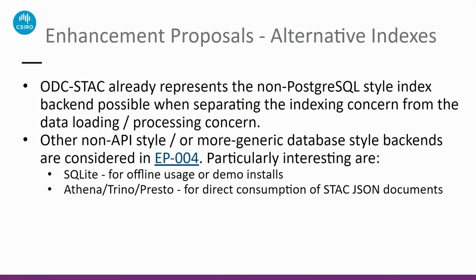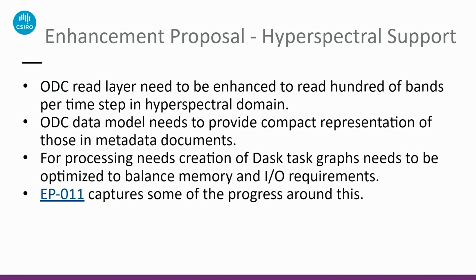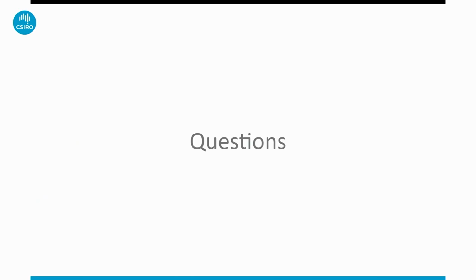The alternative index backends is something we are looking to enhance to scale down so that you have embedded databases, or scale up so that you can actually just have not a database, but just look at, query the blob stores directly and index them through some sort of data lake approach. And also adding HyperSpectral support to create these large task graphs across the band dimension efficiently and being able to index that properly. Happy to have any questions.